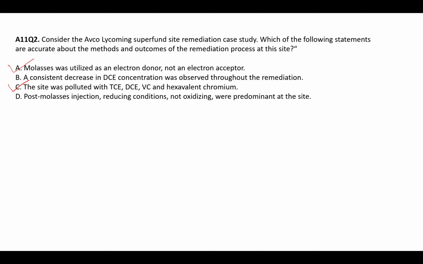And option C, that the site was polluted with TC, DC, VC and hexavalent chromium. This statement is correct because that site was contaminated with chlorinated organic compounds, hexavalent chromium, and also cadmium was there in the site. So C is correct. And the last option, that post molasses injection reducing conditions were predominant at the site. This statement is not correct. After the injection, oxidizing conditions were predominant at the site. So only options A and C are the correct options. I hope this question is clear. Now let's move to the next question.